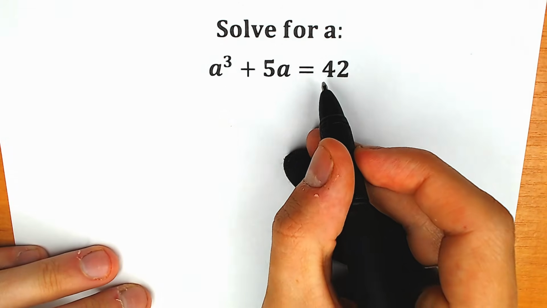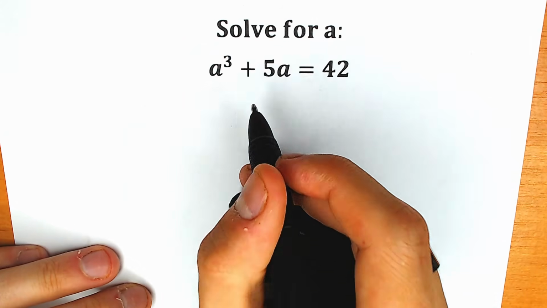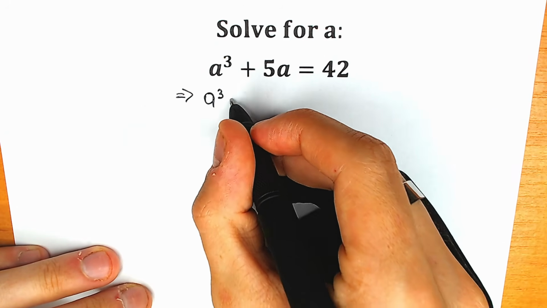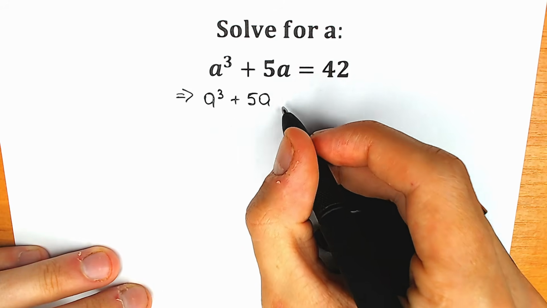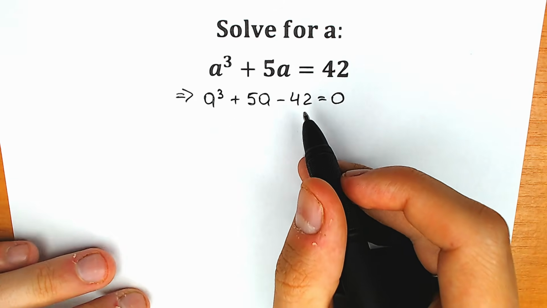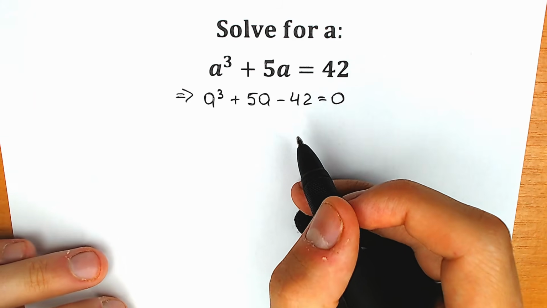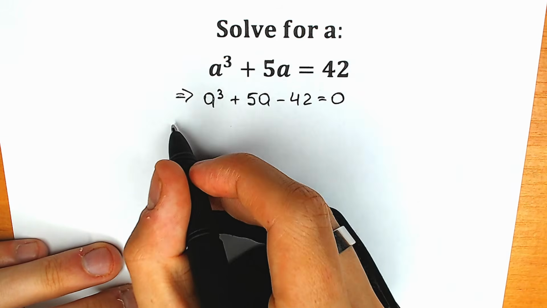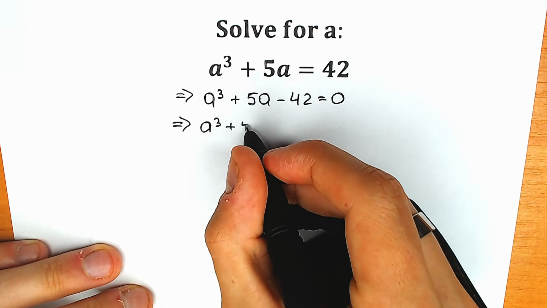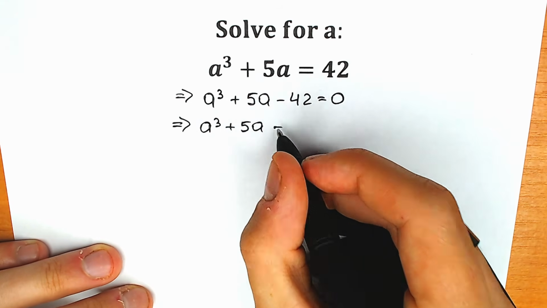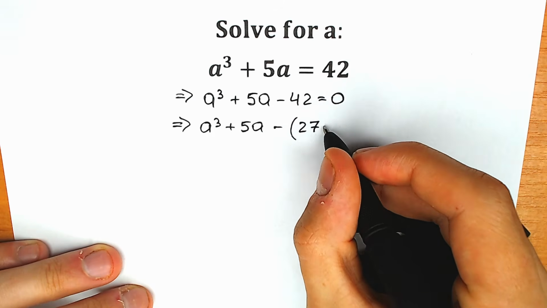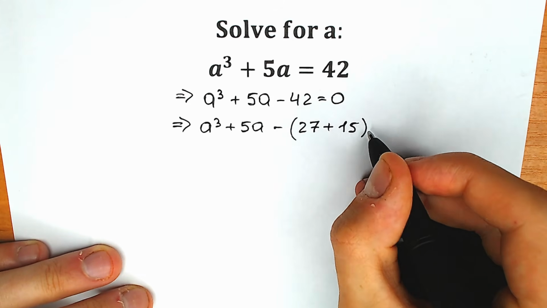Okay, so what are we going to do at first? We're going to write this 42 on the left side. As a result, what do we have? a cube plus 5a minus 42 is equal to 0. Right now, this 42 can be written as 27 plus 15. Let's write, so in the beginning, a cube plus 5a, but instead of this 42, let's write 27 plus 15, equal to 0.